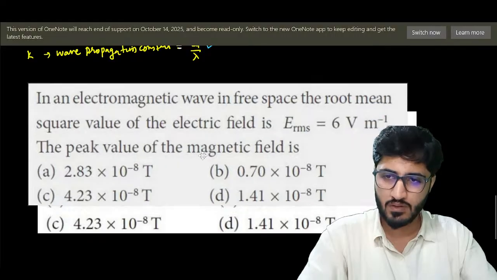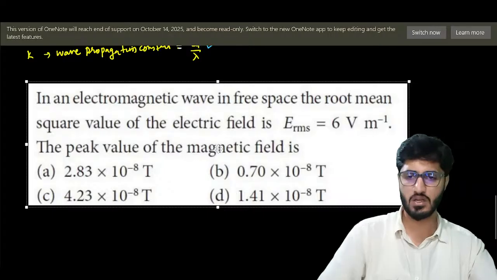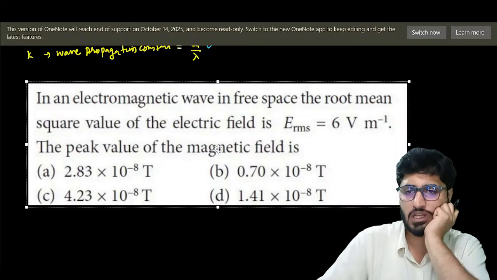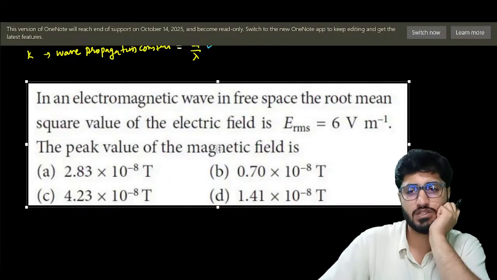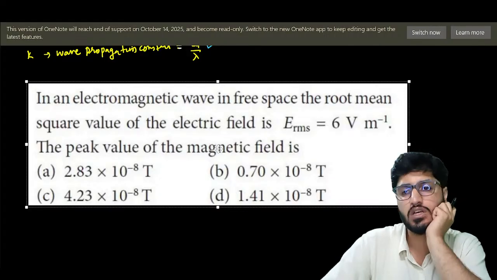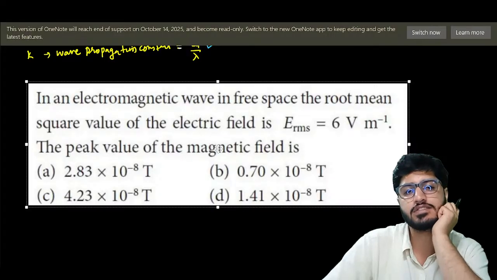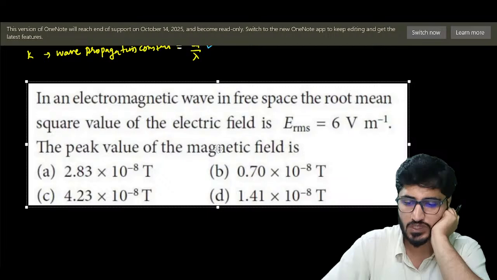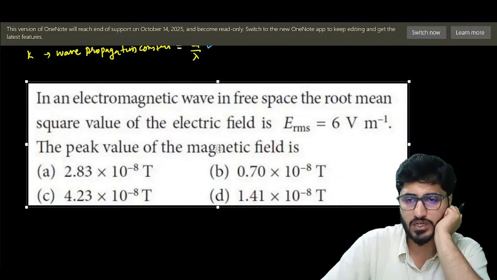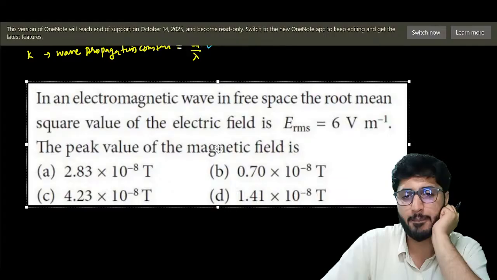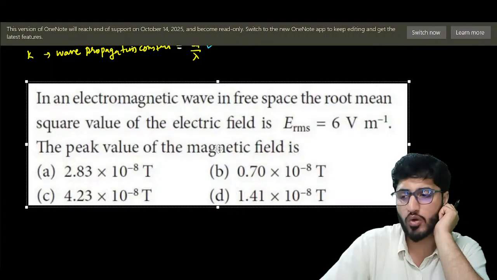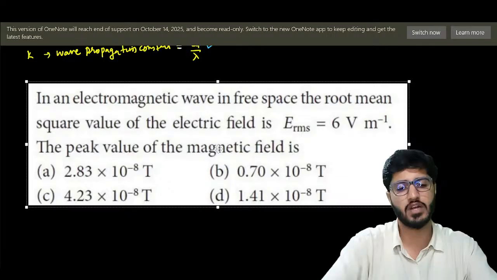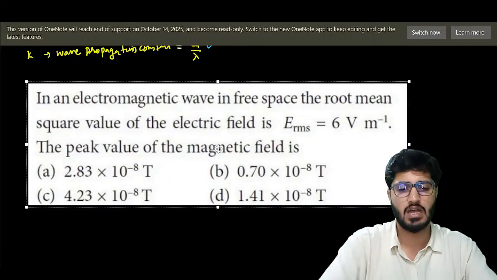This is my question in front of the screen, and you need to do this question. In an electromagnetic wave in free space, the root mean square value of the electric field is 6 volt per meter. The peak value of the magnetic field is? I hope you can do this numerical, and I will give you 1 minute of time for this one.